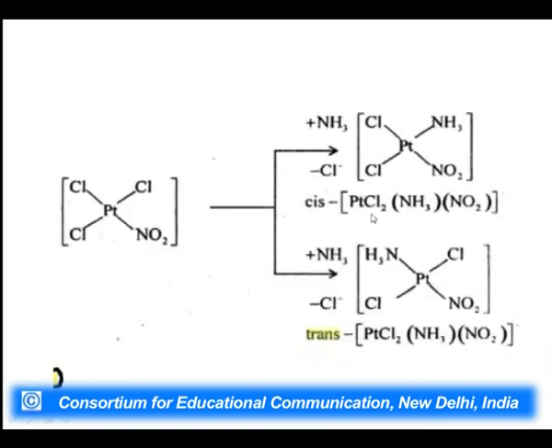Like in the case of this trichloro-nitro complex, if we add ammonia and chloride, we can obtain either the cis component or the trans one. It depends upon the sequence in which we add them. If we add ammonia first, we will obtain the cis complex, otherwise we will obtain the trans complex.